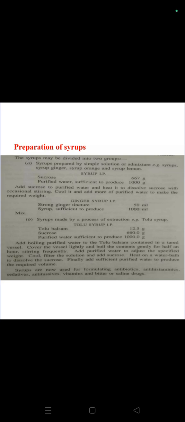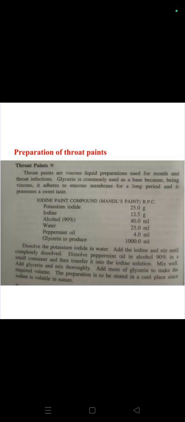Syrups are now used for vomiting, antibiotics, antihistaminics, sedatives, antitussives, vitamins, and bitter or saline drugs. In preparation of throat paints: throat paints are viscous liquid preparations used for mouth and throat infections. Glycerin is commonly used as a base because, being viscous, it adheres to the mucous membrane for a long period and it possesses a sweet taste.